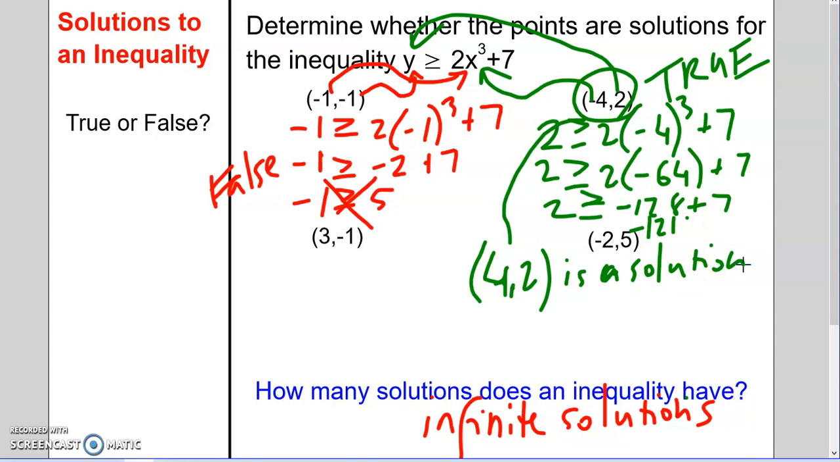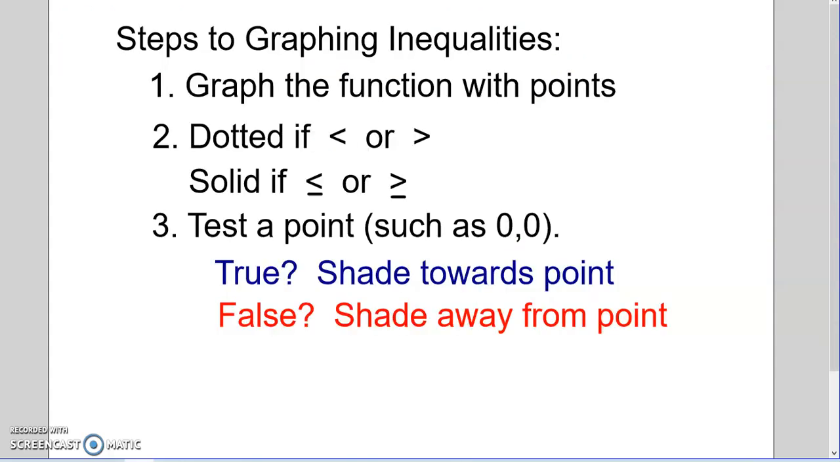All right, so remember that inequalities here have infinite solutions. So let's take a look at the process first. How do we graph inequalities? First thing we're going to do is graph the function with the points. Then we have to decide, is it going to be a dotted line or a solid line? Dotted lines have no equal sign underneath the symbol. So it's just a less than or a greater than symbol. Whereas for solid lines, you're going to pick up the line there and draw it in.